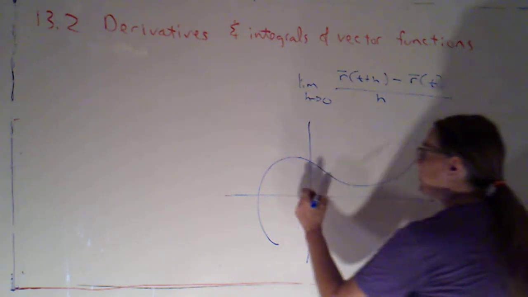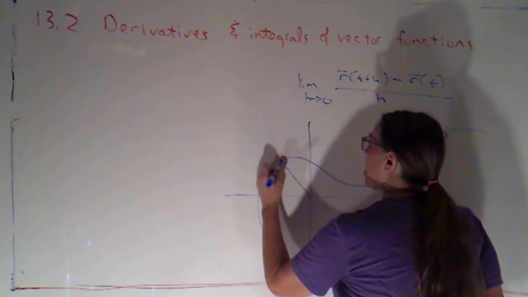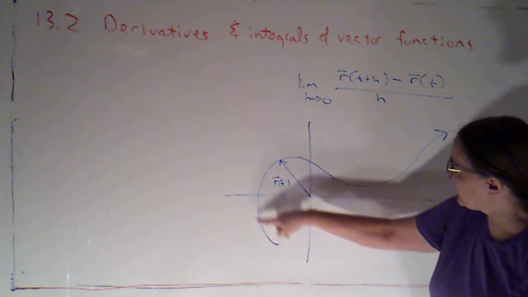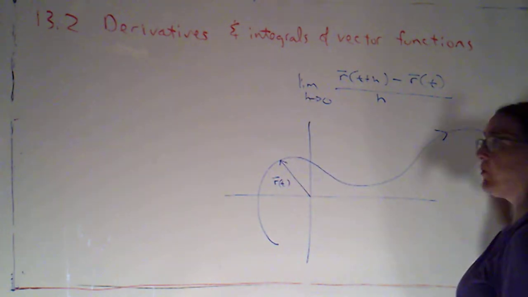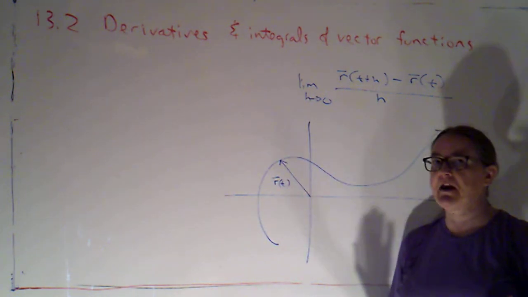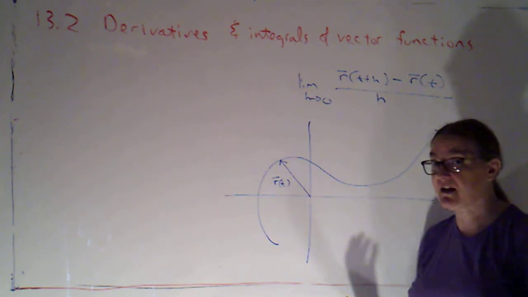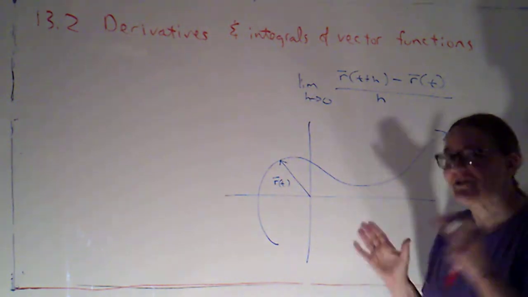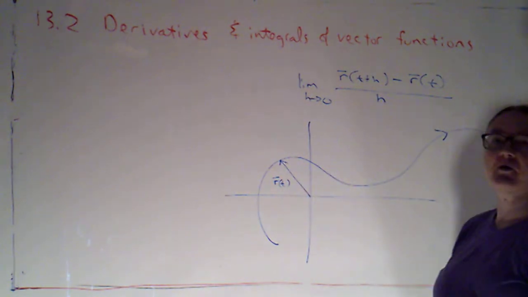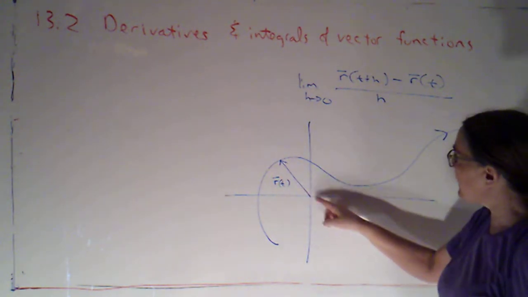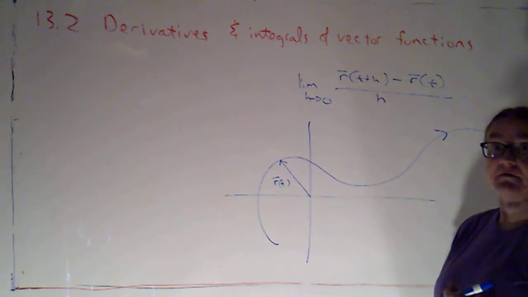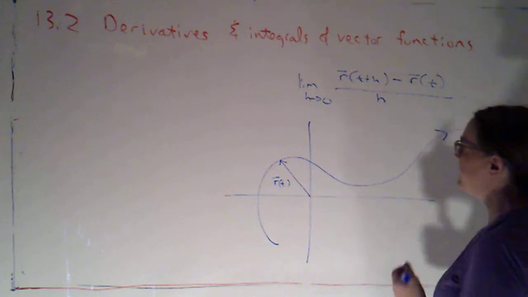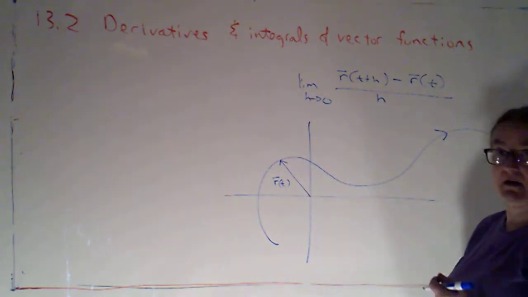So if I were to have a point r of t on the curve, now of course when I'm drawing the curve, I'm drawing a bunch of points. But it can be very, very helpful in our understanding of vector functions when there are a couple of points in particular that we really care about to draw those as vectors. So there's my point r of t. R of t plus h would be the position vector for another point on the curve.